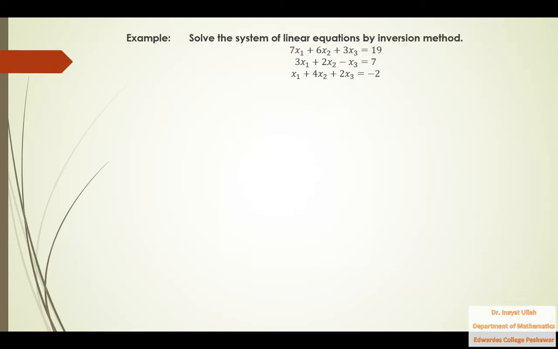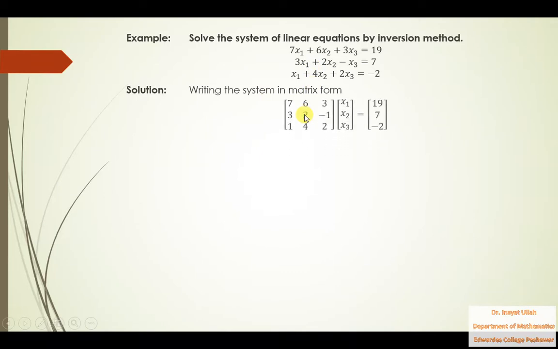So there are three equations along with three unknowns, x1, x2 and x3, and we need to use the inversion method to solve this system. First of all, we will write the system in matrix form. So this is the matrix form of these equations. Matrix form is 7, 3, 1 the first column, 6, 2, 4 the second column, 3, minus 1, 2 is the third column, and this vector will contain x1, x2 and x3, and that side is obviously 19, 7 and minus 2. So that is in the form Ax is equal to B.